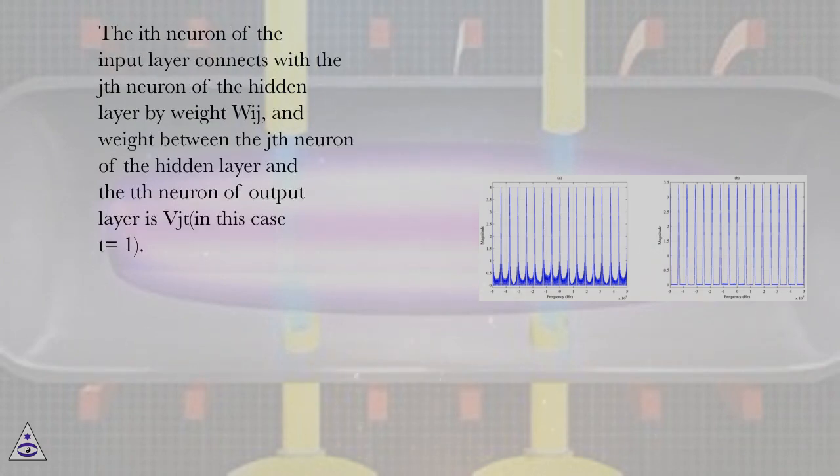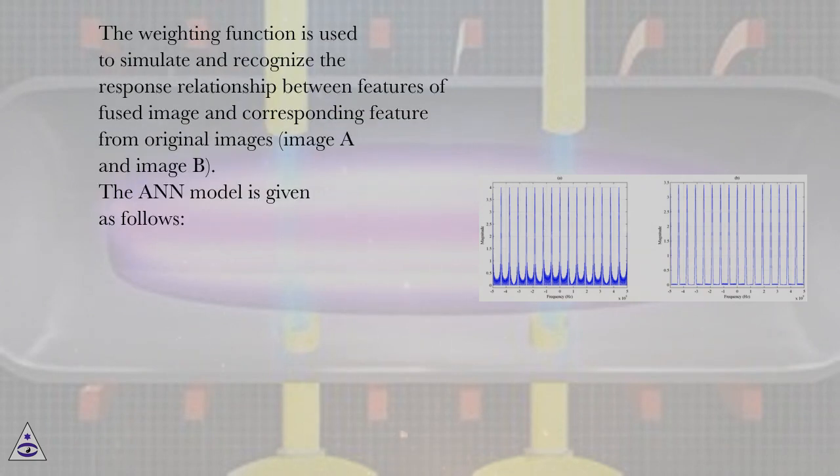The ith neuron of the input layer connects with the jth neuron of the hidden layer by weight v_ij, and the weight between the jth neuron of the hidden layer and the tth neuron of the output layer is v_jt, in this case t equals 1. The weighting function is used to simulate and recognize the response relationship between features of the fused image and the corresponding features from the original images, image A and image B. The ANN model is given as follows.